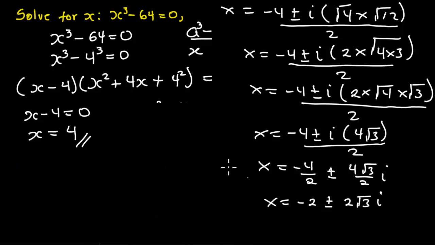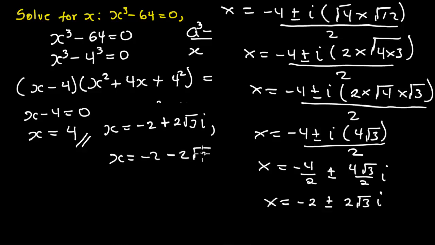So the value of x from this equation, we are going to have 3 of them, of which we are going to have x equal to 4, and then we're also going to have x is equal to negative 2 plus 2 times the square root of 3 i. Then we're also going to have x is equal to negative 2 minus 2 times the square root of 3 i. So these are the 3 answers for x in this equation.